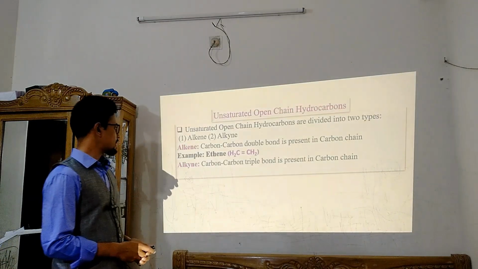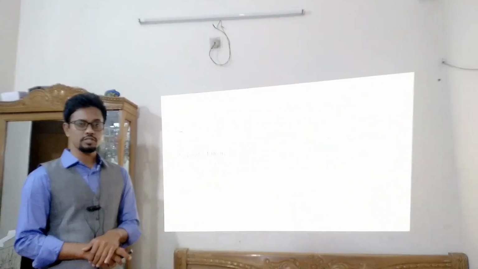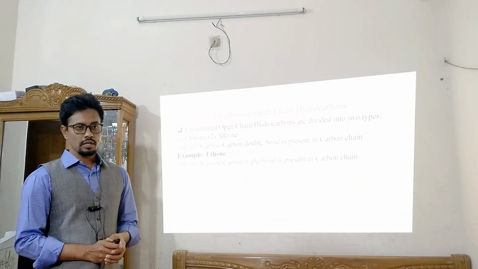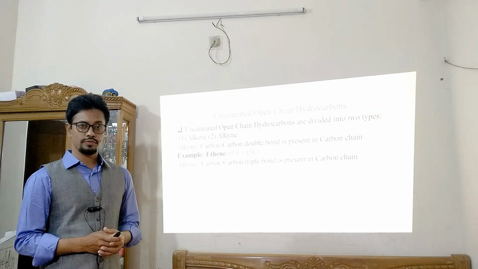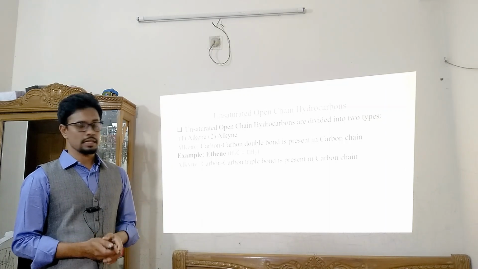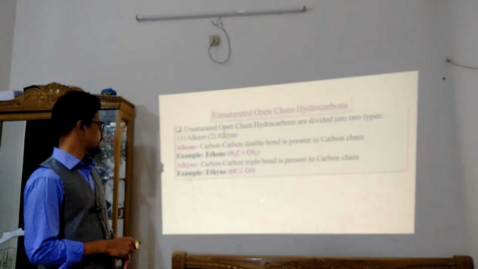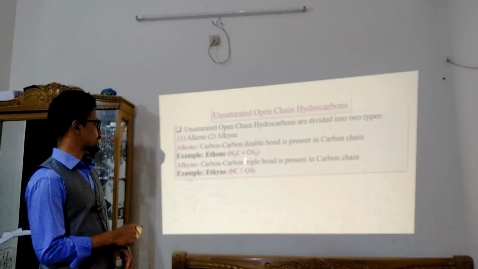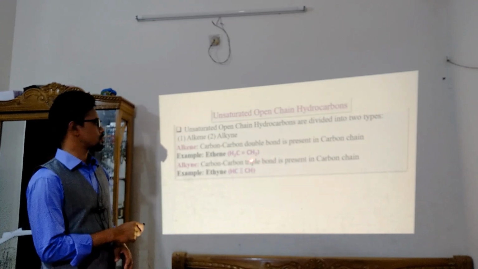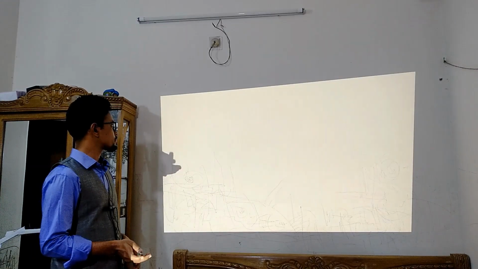Ethene is an alkene. In alkyne, a carbon-carbon triple bond is present, one or more than one. Other carbons, if they are present, are in single bonds. Ethyne. Here, ethyne has a carbon-carbon triple bond. Ethene had a carbon-carbon double bond.